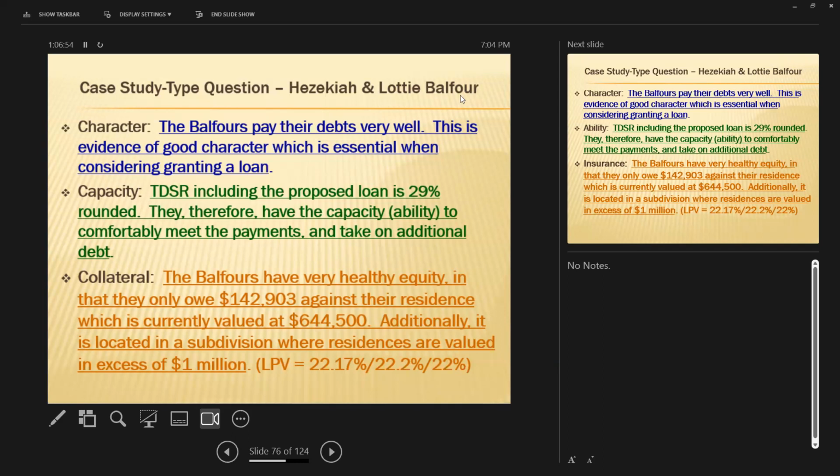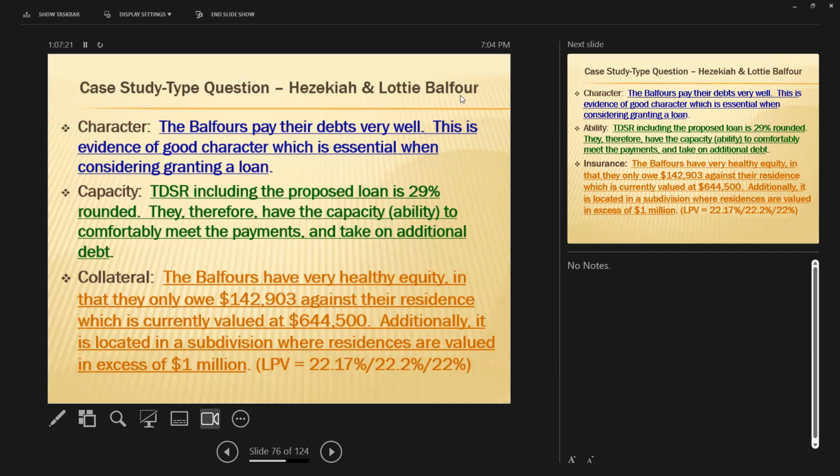Okay. Capacity: TDSR, including the proposed loan, is 29% rounded. They therefore have the capacity, the ability to comfortably meet the payments and take on additional debt. Again, the second sentence is something that you would use in the workplace to demonstrate that you are commenting on the ability, or in this case, capacity, because we're using the credit Cs.